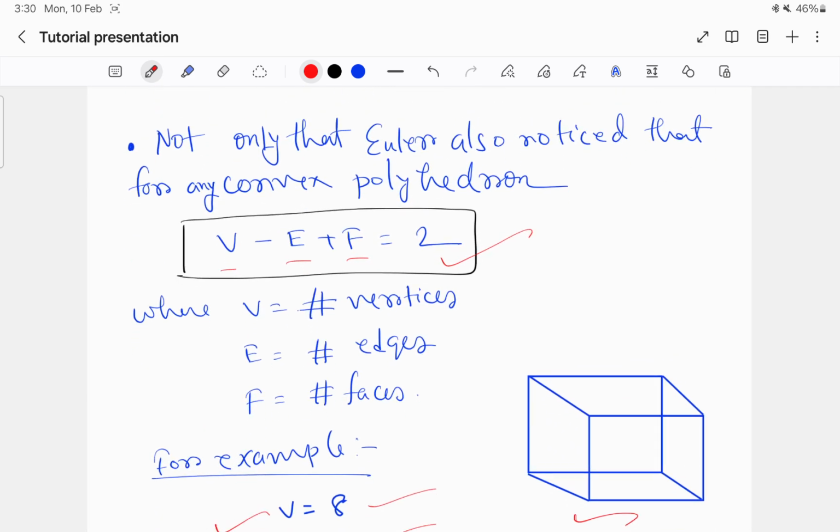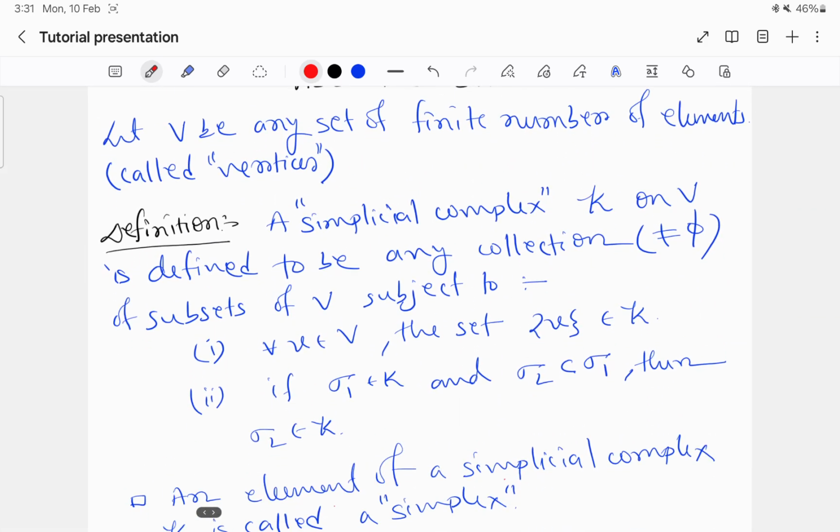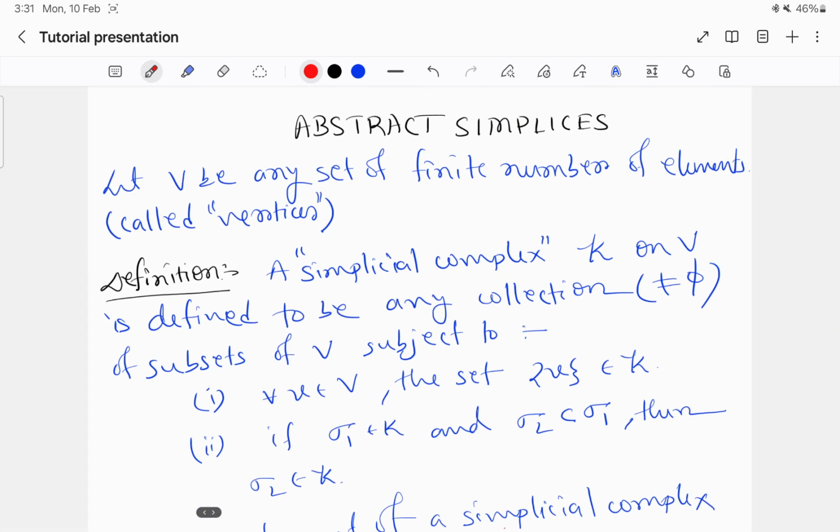Now, to understand this fact deeply, we need to rigorously define what is meant by these vertices, edges, and faces. So far, what are these vertices, edges, or faces? These are all vague, not mathematically well defined. Now we'll proceed to rigorously define a few objects, and then we'll be in a position to formally define the Euler characteristic. To do so, first we have to understand what is called an abstract simplicial complex to be precise.